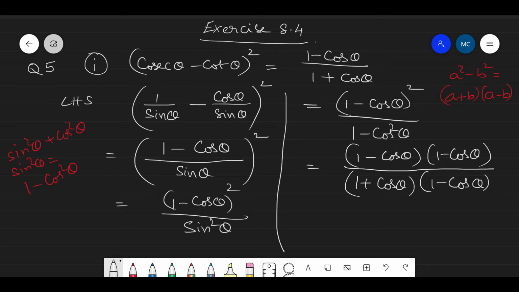Now here you can cancel this 1 minus cos theta, and you will be getting 1 minus cos theta by 1 plus cos theta. This is your RHS. And for every problem you have to write a conclusion statement like how it is given in the question. So what should be the conclusion for this? Cosecant theta minus cot theta whole square is equal to 1 minus cos theta by 1 plus cos theta.